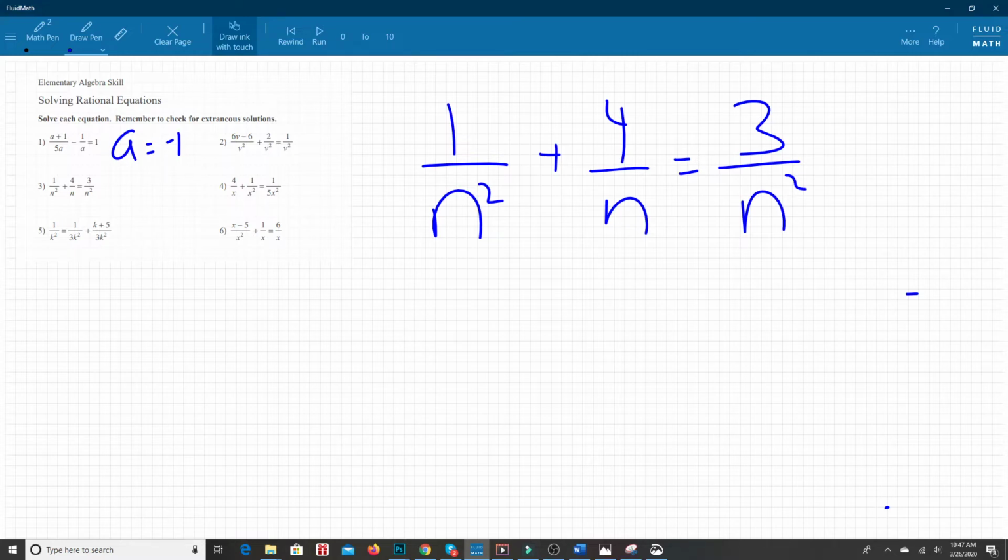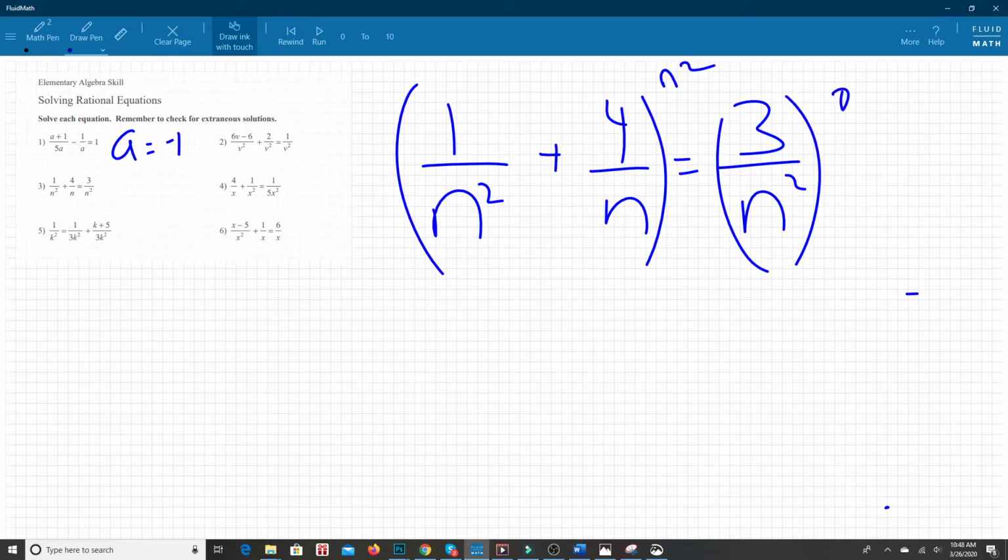So when we do that, we're going to find the lowest common denominator is actually going to be n squared. So I'm going to multiply both sides by n squared. So n squared right here, n squared, and n squared right here. N squared. Let me fix that one up. N squared. So the first one, n squared, is going to cancel out, right?